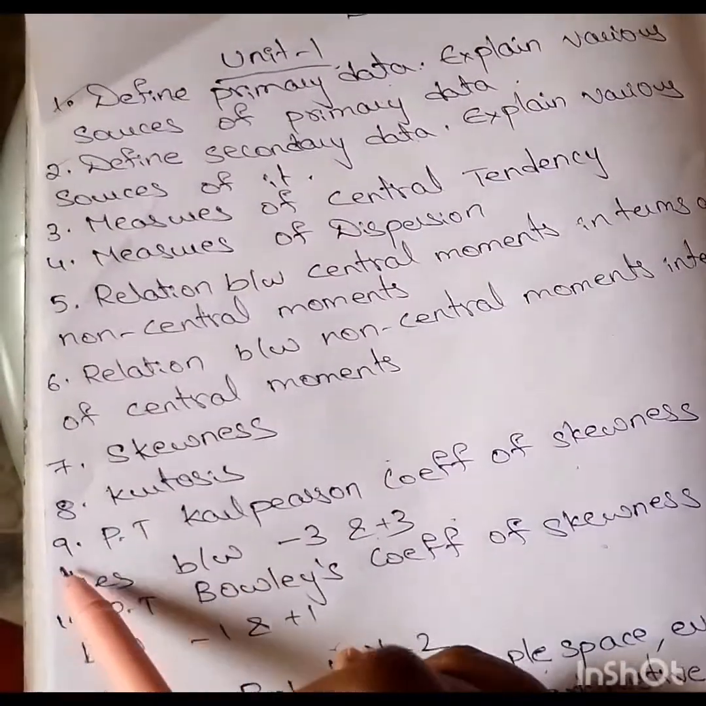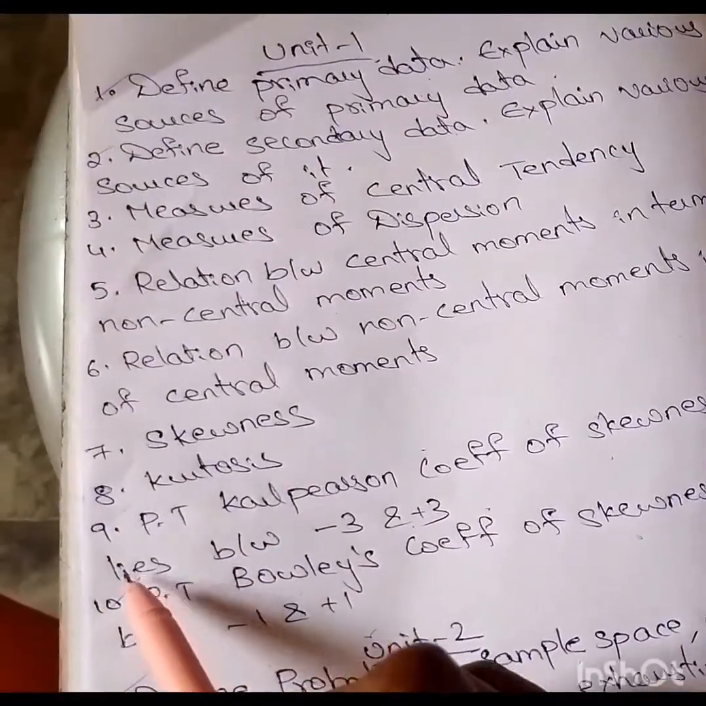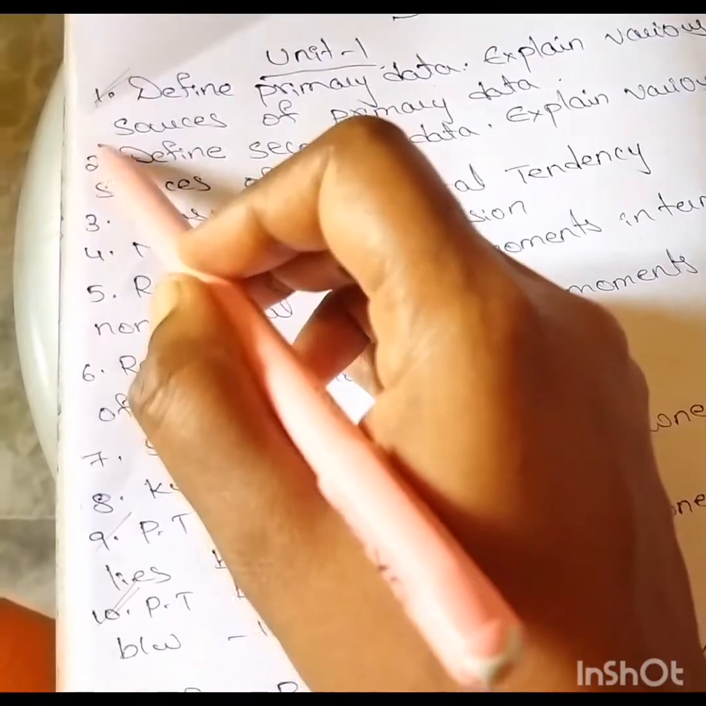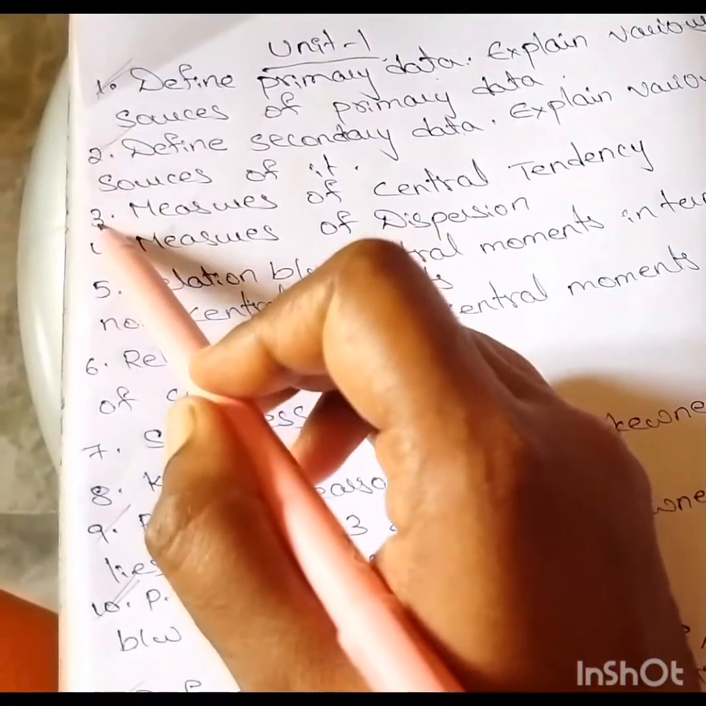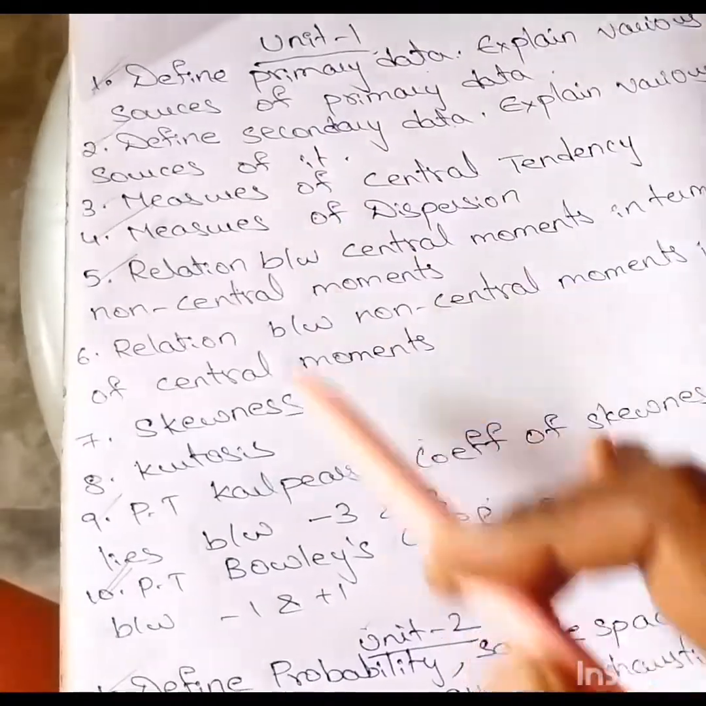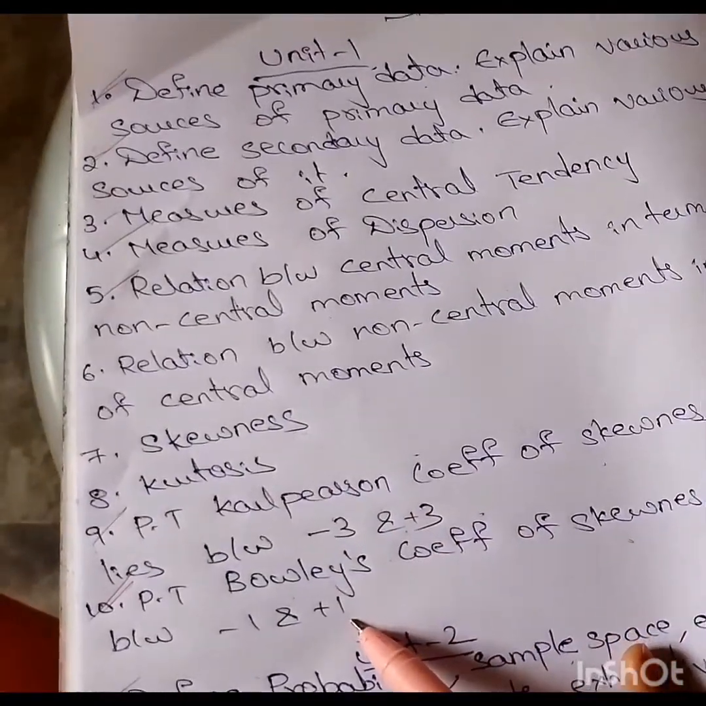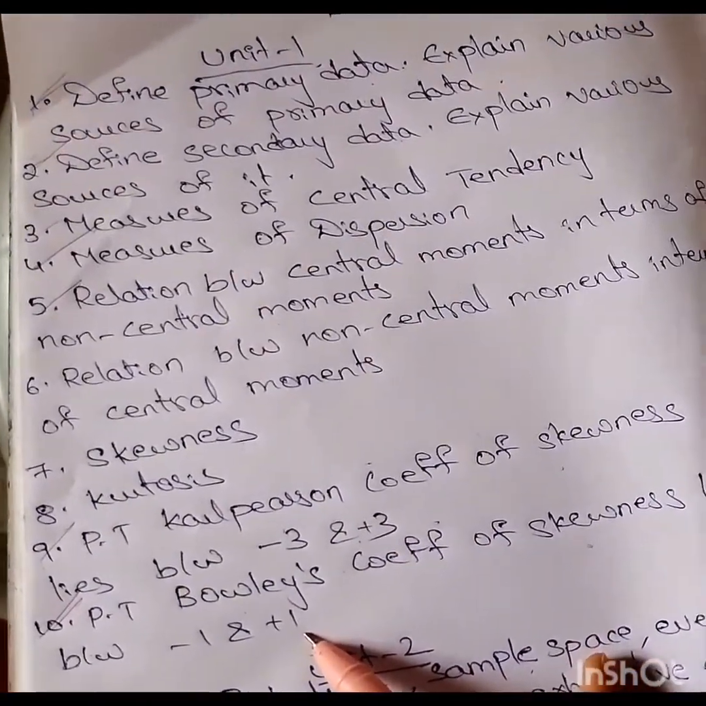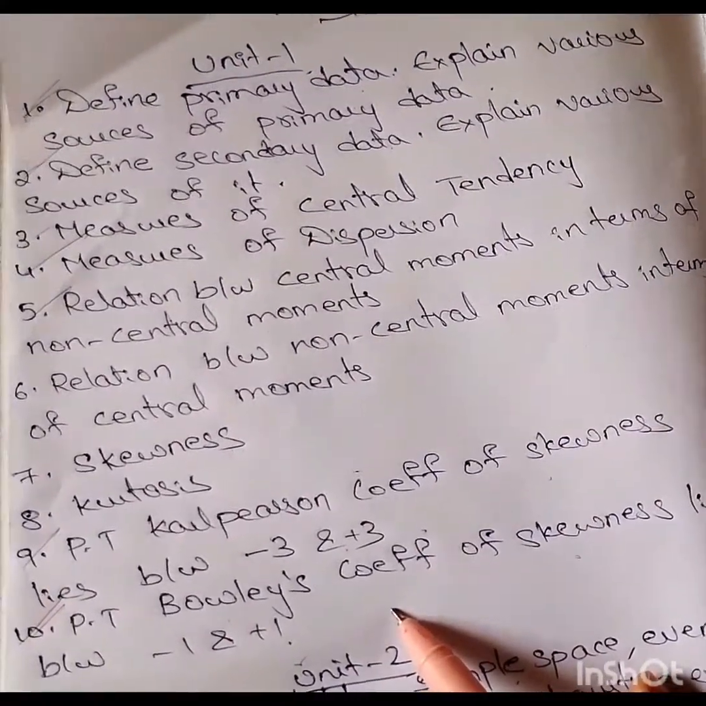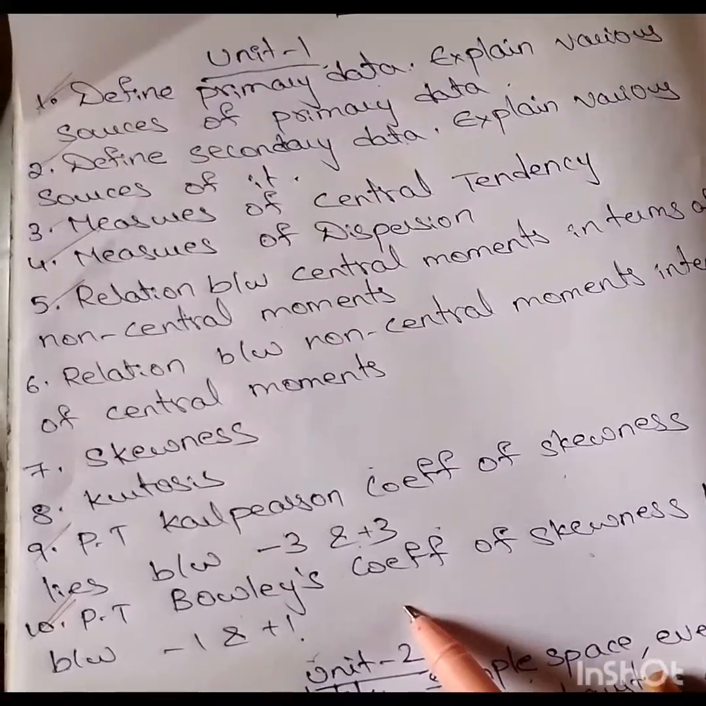So overall, 9, 10, 1, 2, 3, 4, 5. First 5 questions, last 2 questions. Totally 7 questions you can expect for long answer. From the 7, you may get 1 or 2 long answers for sure.